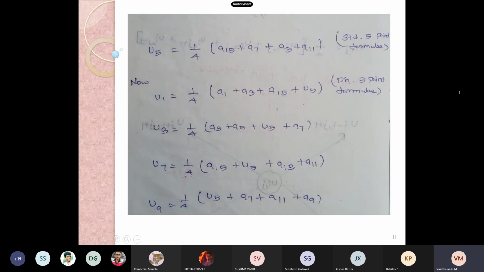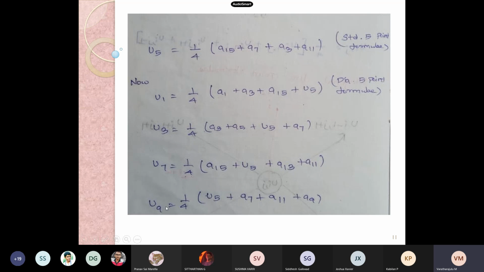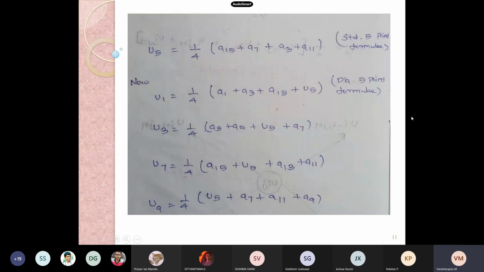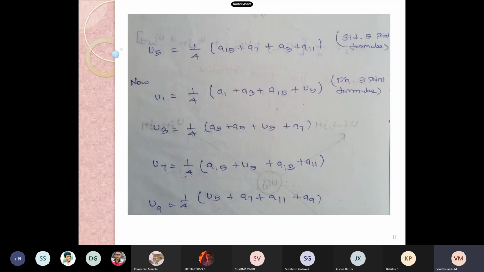And see, this is the standard 5-point formula. We can find u5 first, and then we can find u1, u3, u7, u9, and then u2, u4, u6, and u8. For finding u5, we depend on the standard 5-point formula. For finding u1, u3, u7, u9, we depend on the diagonal 5-point formula. And for finding the rest, that is u2, u4, u6, and u8, we depend on the standard 5-point formula. I'll tell you why we depend on the standard 5-point formula or the diagonal 5-point formula.